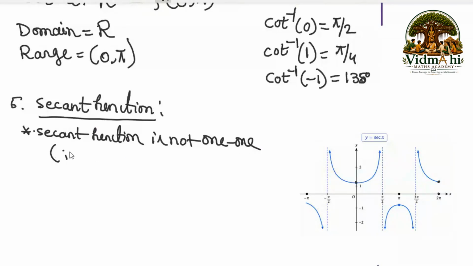Since secant 0 is equal to secant 2 pi, and the value is equal to 1. Multiple elements have the same value, so therefore this is not one-one. So we have to restrict the domain.